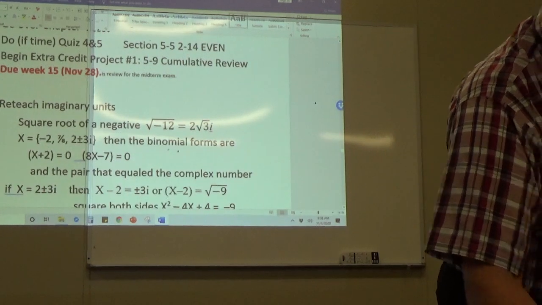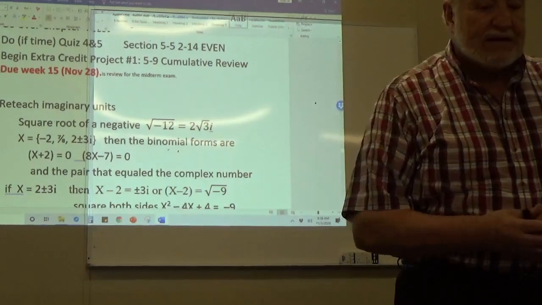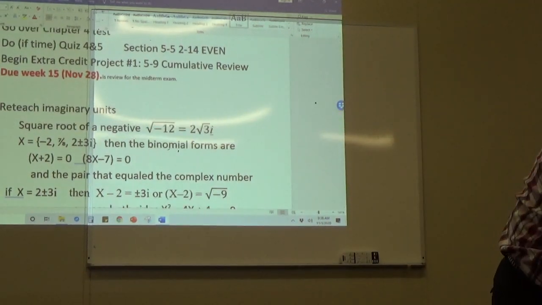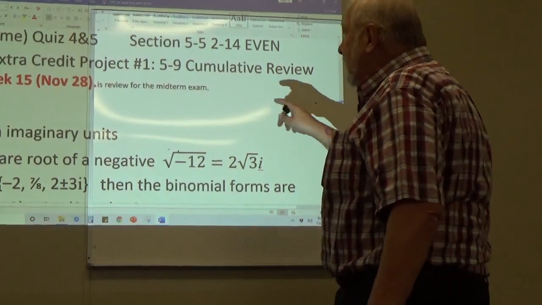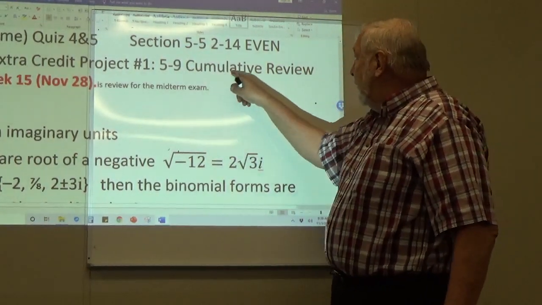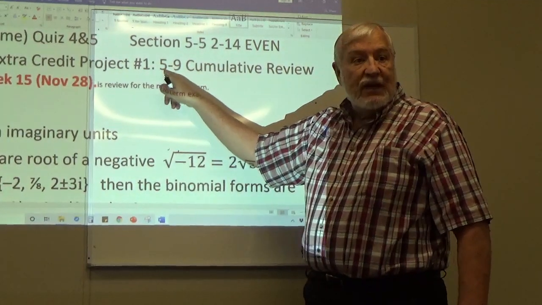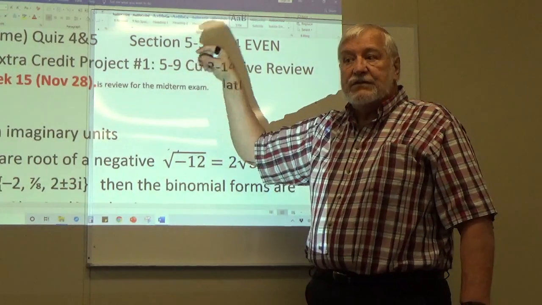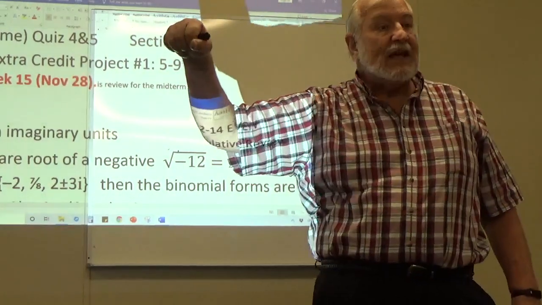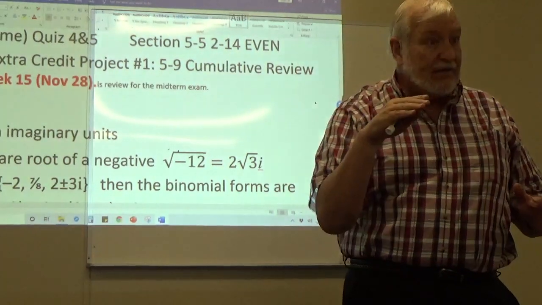I'll talk about the extra credit project. The extra credit project is going to be the cumulative review of chapters in chapter 5-9, which is the end of this chapter 5. There's the chapter 5 test that we're going to study for, but then there's a cumulative of 1 through 5.